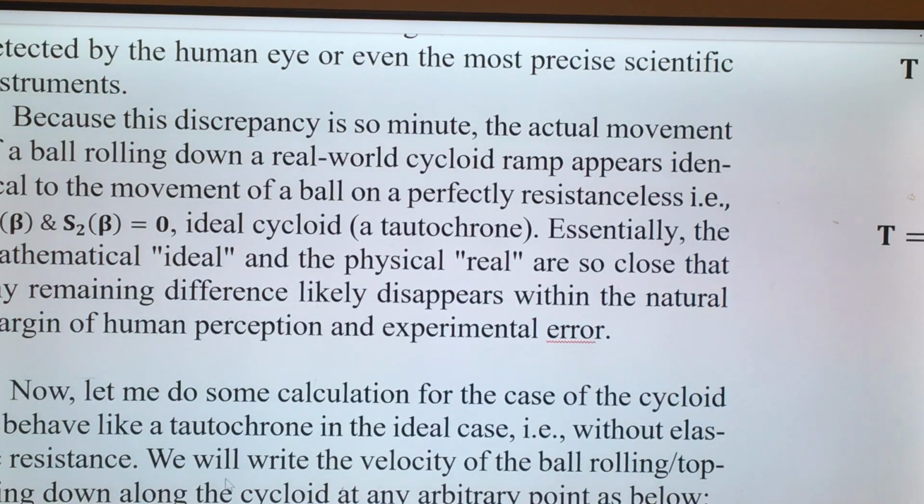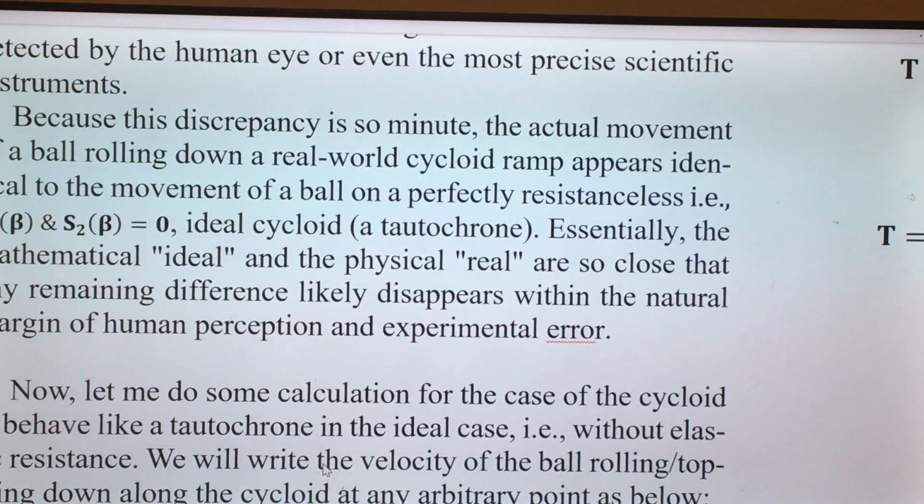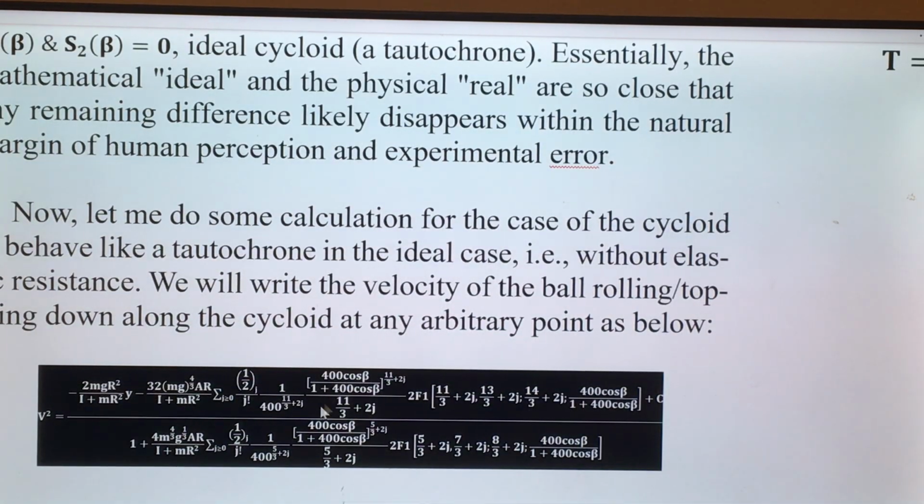Now let me do some calculation for the case of the cycloid to behave like a tautochron in the ideal case without elastic resistance. We will write the velocity. This is just to show that for the case of a cycloid, without elastic resisting torque, it behaves like a tautochron. Tautochron means wherever you leave the ball, it will reach the bottom in the same time that it takes from the top to the bottom.